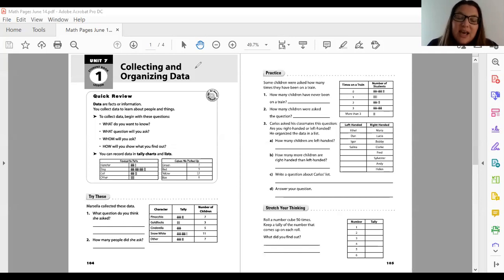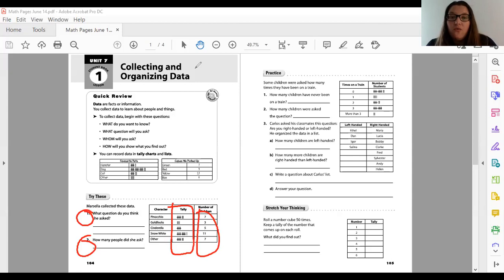So if she was asking about Pinocchio, Goldilocks, Cinderella, Snow White, or other, I wonder what question she could have been asking. Okay, so you're going to answer number 1, and then you're going to tell me how many people she asked by counting either the tally marks or the number of children. Super easy.